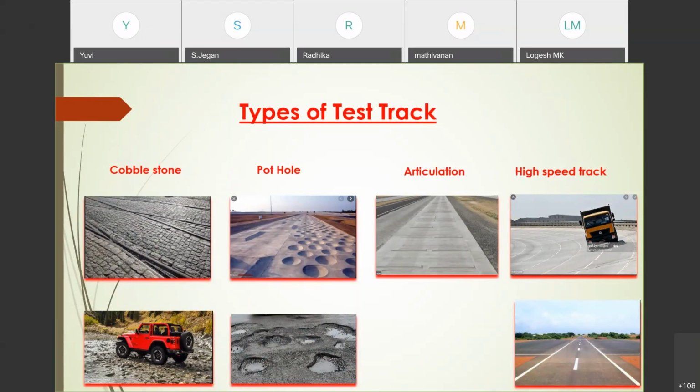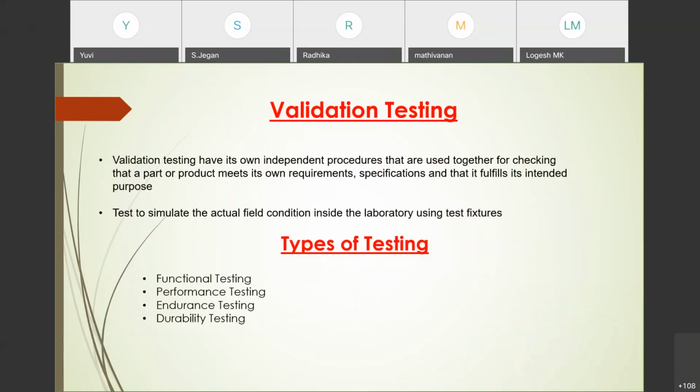So the third technical topic which we're going to discuss today is validation testing. What is validation testing? Validation testing is a testing that has its own independent procedure, used for checking whether the part or product meets its requirement and specification and fulfills its purpose. It's a test to simulate the actual field condition inside the laboratory using test fixtures. So validation testing is a kind of laboratory test where we simulate the actual field condition inside the laboratory using test fixtures.